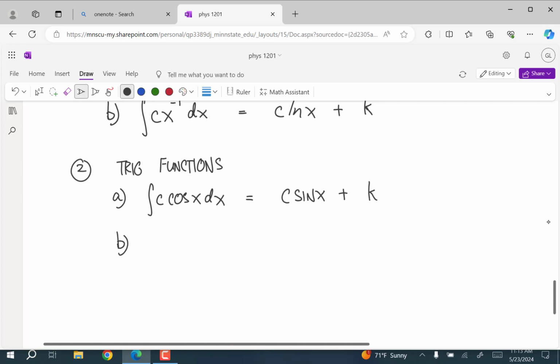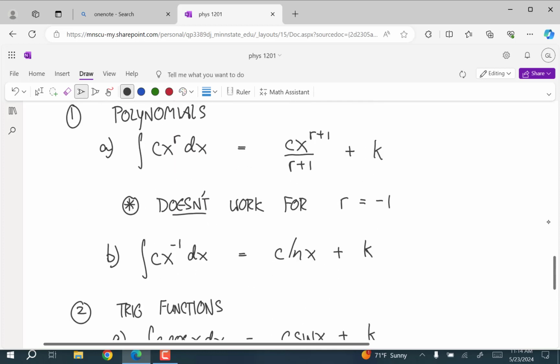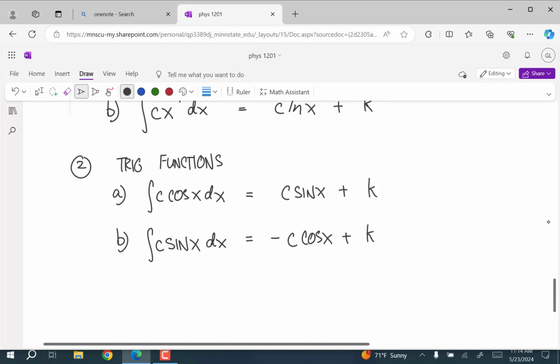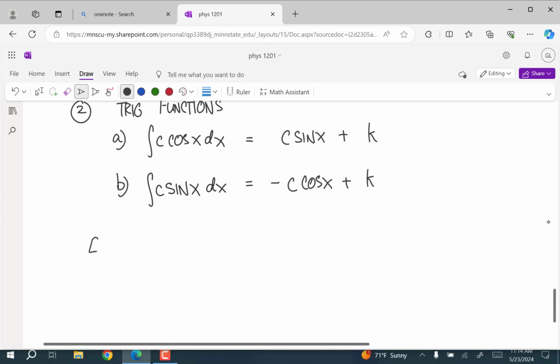And then if you're taking the integral of c times the sine of x with respect to x, what you get is -c times the cosine of x plus the constant of integration. And in all of these cases, what you would see is if you did the integral and then went right back and took the derivative, you'd get your original function back. Integrals and derivatives just undo each other. Okay, well, let's do an example problem.